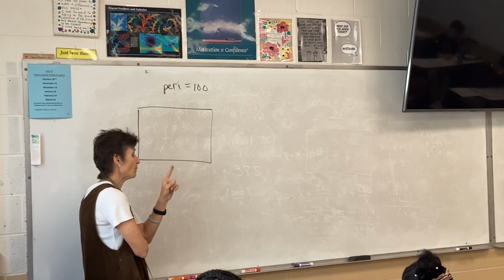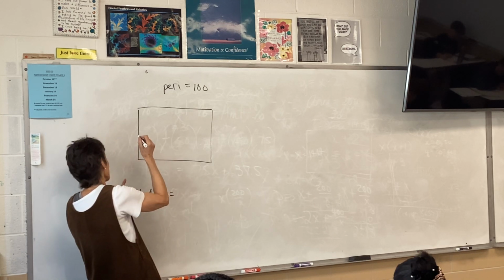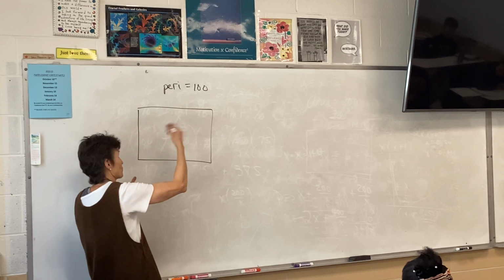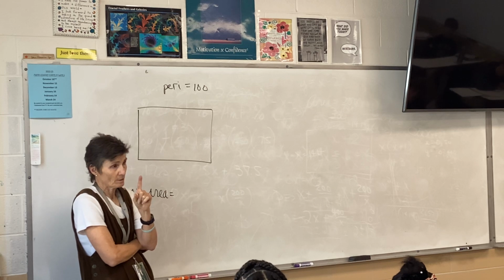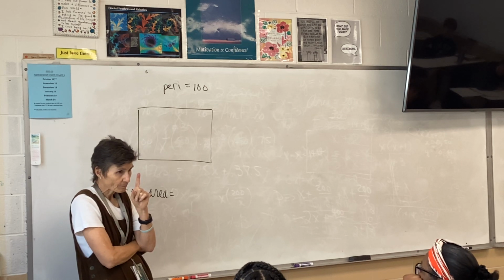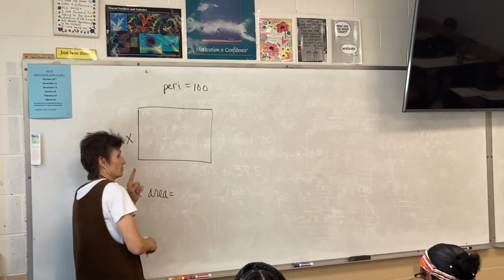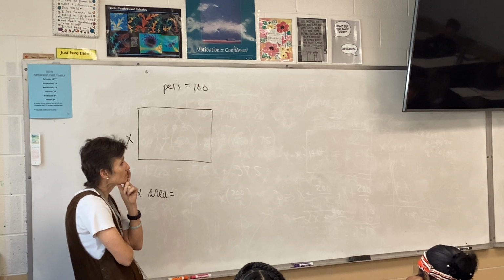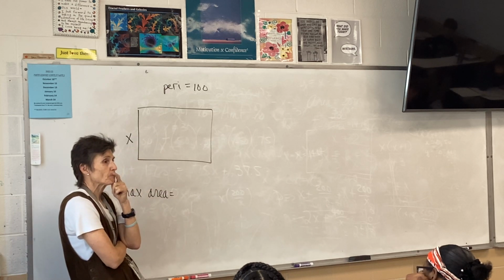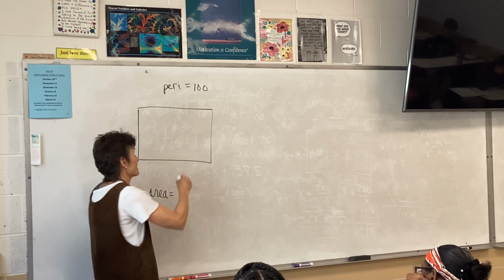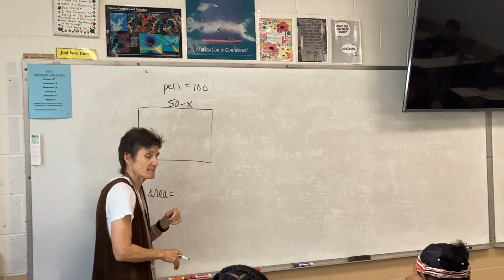All right. So we know we want to maximize the area. I need somehow to label the sides of this rectangle. And all I know about it is that its perimeter is 100. If I call this one X, what could I call that one right there? 50 minus X. Yes.